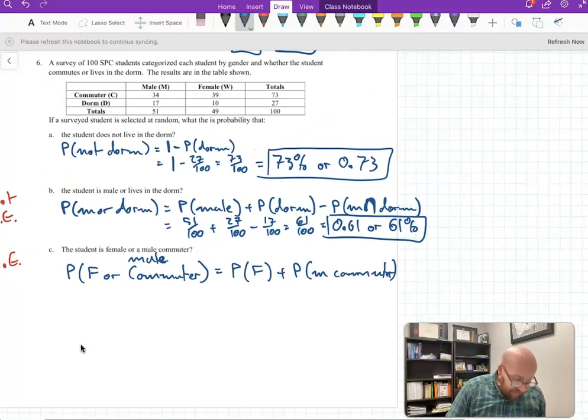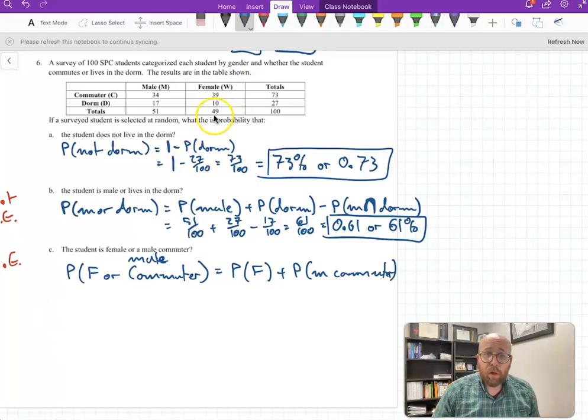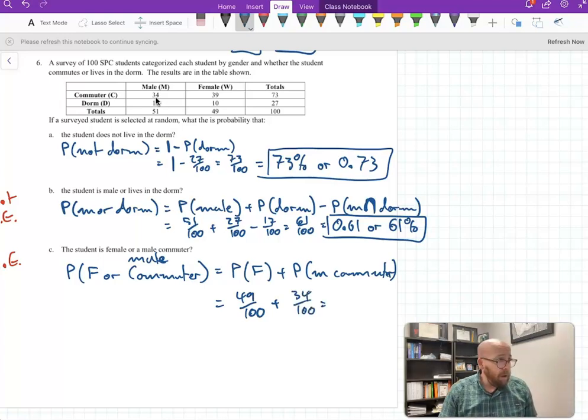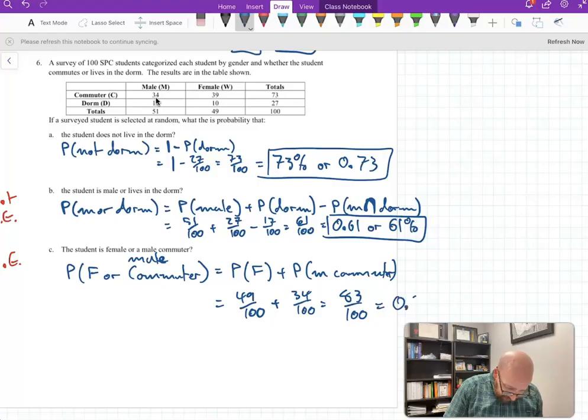So, looking up at our table, we have a total of 49 females who responded to the survey, so that's going to be 49 out of 100. And how many male commuters do we have? We have 34 male commuters. So that is equivalent to 83 out of 100, or 0.83, or 83%.